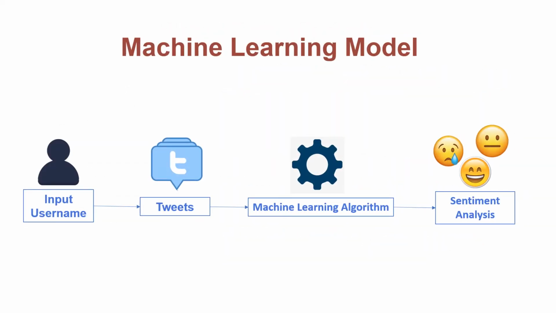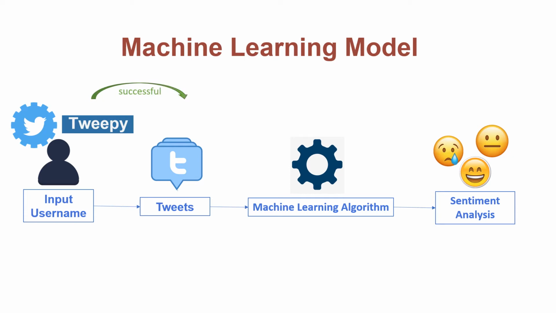Twitterments machine learning model. First, the user must input a Twitter username. By the use of Tweepy and the Twitter API, the application can determine if the username is valid. After this, if successful, the tweets of this corresponding username will then be streamed or fetched by the use of Tweepy and the Twitter API.